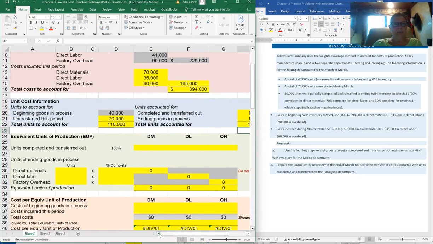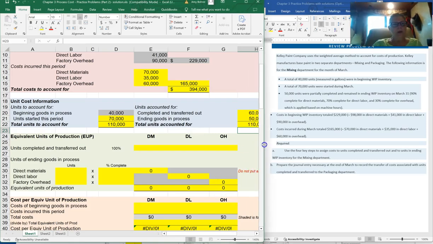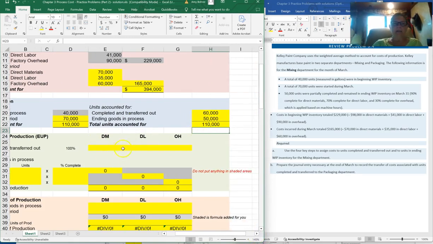The next step, we have to figure out what our equivalent units of production are. So how many units were completed and transferred out? And all the time they are 100% complete, right? Because they are completed and they've already been transferred out. So we know that these are 100% complete. So we can put 60,000 for each of those. All right, so that's coming right from here.